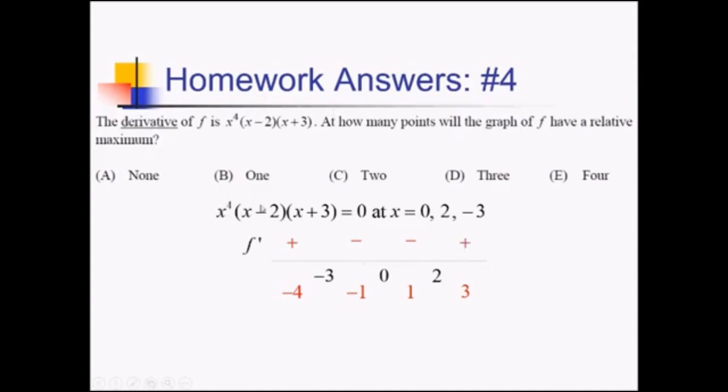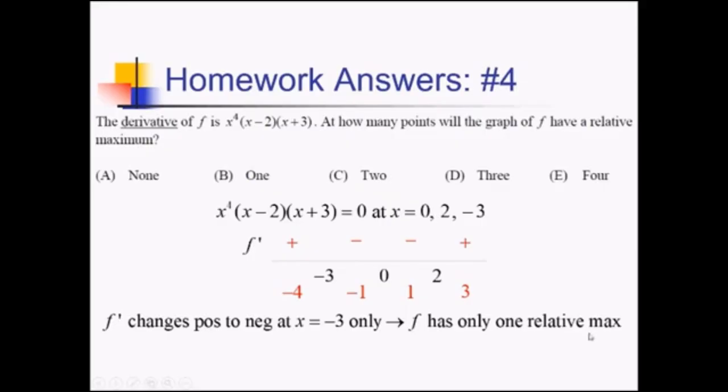So taking a look at what f prime is doing sign-wise, we see that it is changing from positive to negative at -3 only. Now they were asking at how many points will we have a relative max. Well, you have to go from positive to negative f prime to get one of those. So since we're only doing that at this one spot, we only have one relative max, which is going to give us choice B.